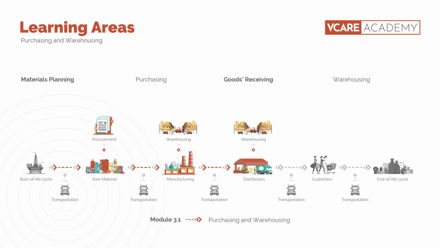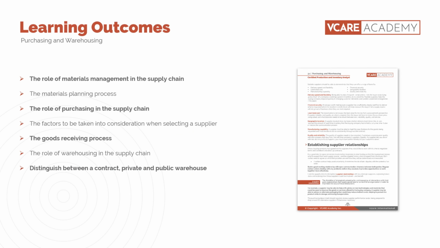Module 3 is about materials management, and we'll start with Module 3.1, which is about purchasing and warehousing. The contents of this module will have a brief introduction into materials planning, and then we'll talk about purchasing, goods receiving, and warehousing. So the learning outcomes for this particular module are the role of materials management in the supply chain, materials planning process, the role of purchasing in the supply chain. Unique factors to be taken into consideration when selecting a supplier, the goods receiving process, the role of warehousing in the supply chain, and distinguish between a contract, private, and a public warehouse.